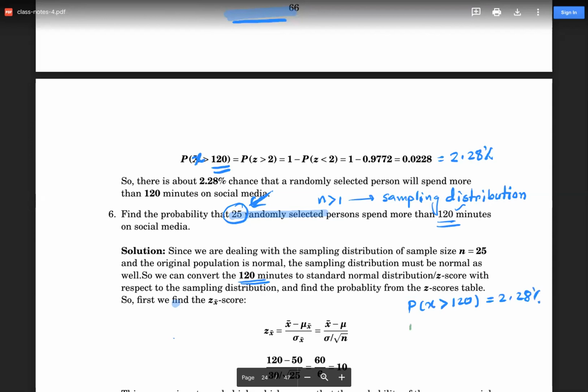This time we are not asking that. We are asking to find the probability of x bar, not x anymore. Why is it x bar? Because I'm dealing with a sample of size 25, not a sample of size 1. So what is the probability that the average of 25 people is more than 120? That is the question we're asking. It is very important for you to distinguish between these two things. One is for an individual, the other is for the average of a group of people, in this case a group of 25 people.